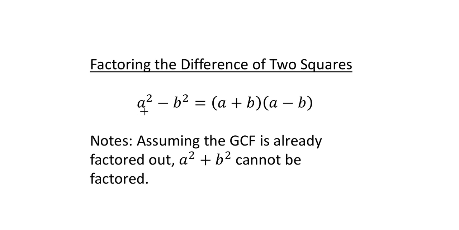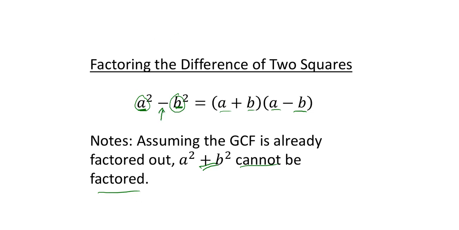So all you have to do is make sure the first term is something squared minus the second term is something squared. And that tells you what is playing the role of a and what is playing the role of b. And once you've identified that, you just plug those things into this formula on the right-hand side to get your answer. Assuming the GCF has already been factored out, a squared plus b squared cannot be factored. So if you're adding the 2 squares, that cannot be factored. It has to be subtraction for it to work.